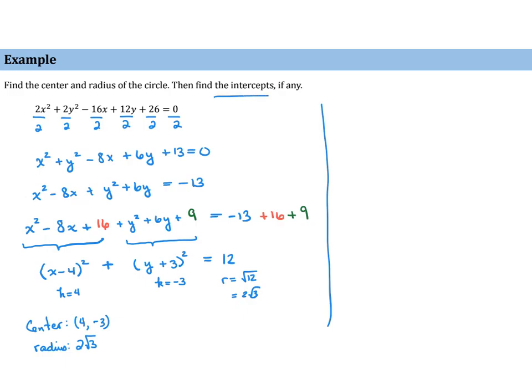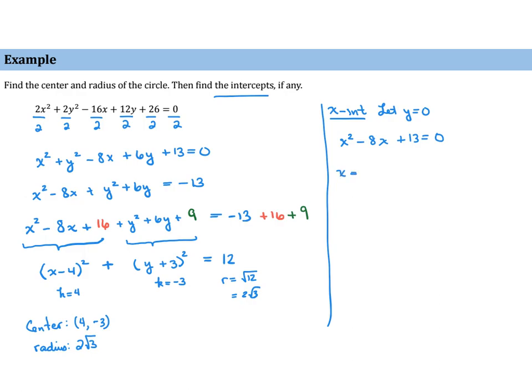Now let's find the intercepts, if there are any. So to find the x-intercept, we're going to let y equal 0. And if we're going to let y equal 0, I'm going to focus in on this equation. We could use the original equation, that'd be fine. But this one's simplified some. So if we let y equal 0, we'll have x squared, then y squared will be 0, minus 8x, 6y will be 0, plus 13 equals 0. This does not factor, so let's go ahead and use the quadratic formula.